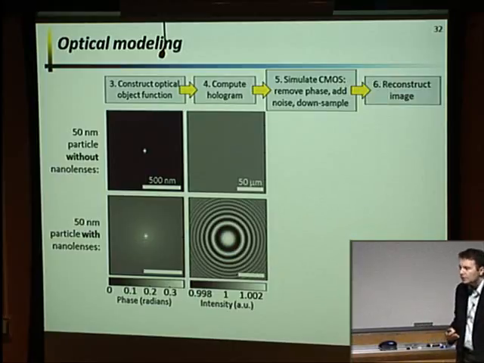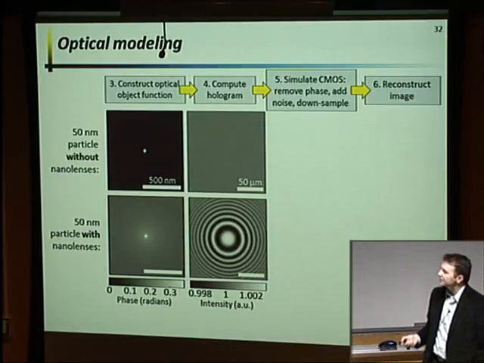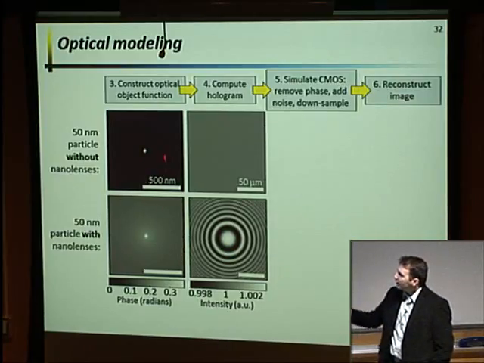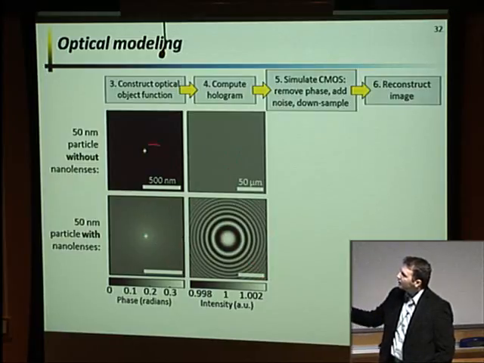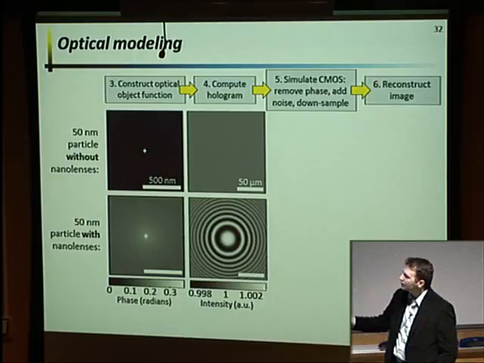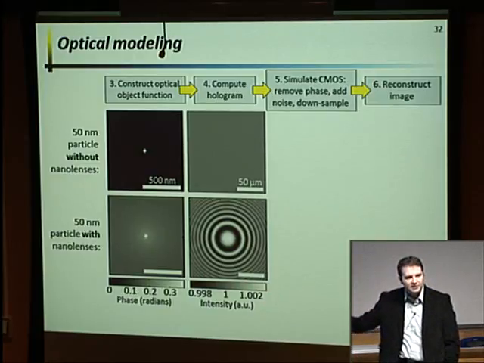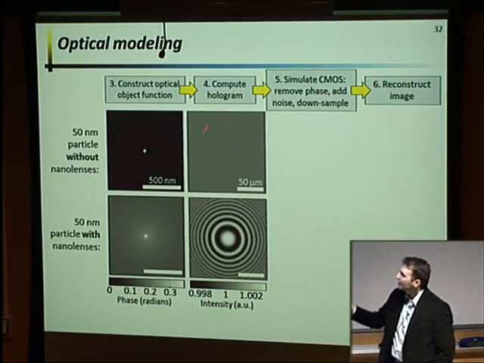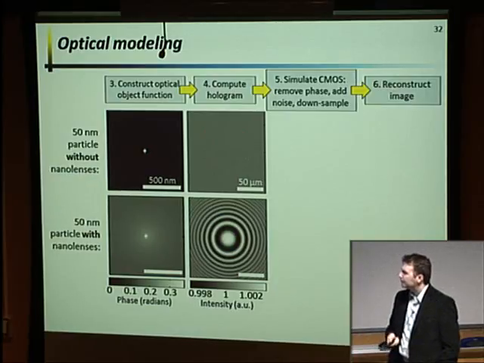The next step is we can compute what type of hologram we'd expect to see. In reality, both of these would generate a hologram. In this case, you can't really see it, and that's because I'm plotting both of these on the same scale. You'd need to go to about the fifth decimal place in terms of these variations, and then you'd start to see this hologram down here.